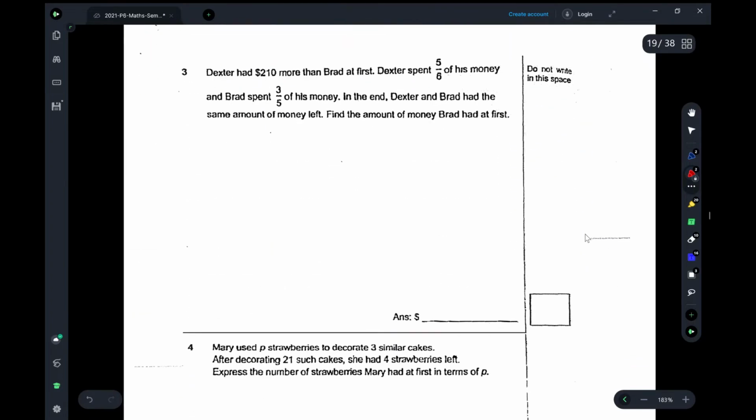Okay, moving on. Dexter had $210 more than Brett at first. Dexter spent 5/6 of his money, which means that he had 1/6 of his money left. Brett spent 3/5 of his money, which means that Brett had 2/5 of his money left. Then in the end, Dexter and Brett had the same amount of money left. With this, you can either use model drawing to help you, or you can use ratio. I guess ratio is simple. I have Dexter, spent to left. I also have Brett, spent to left.